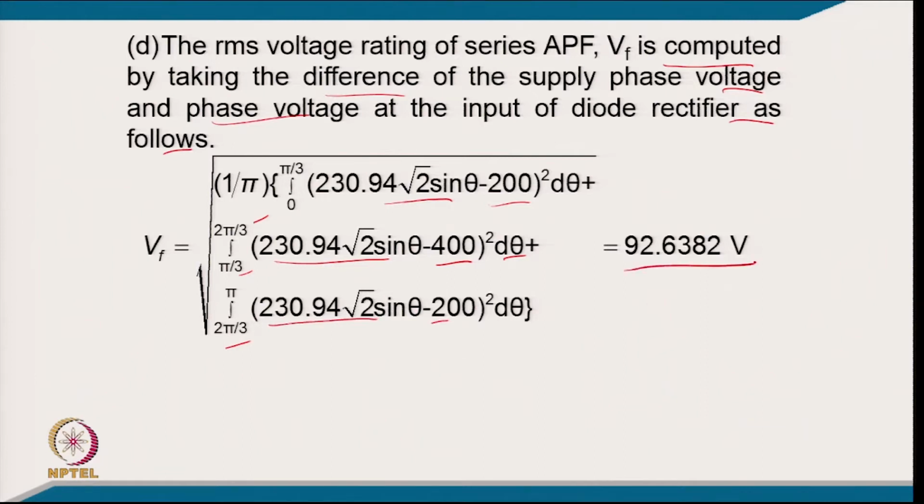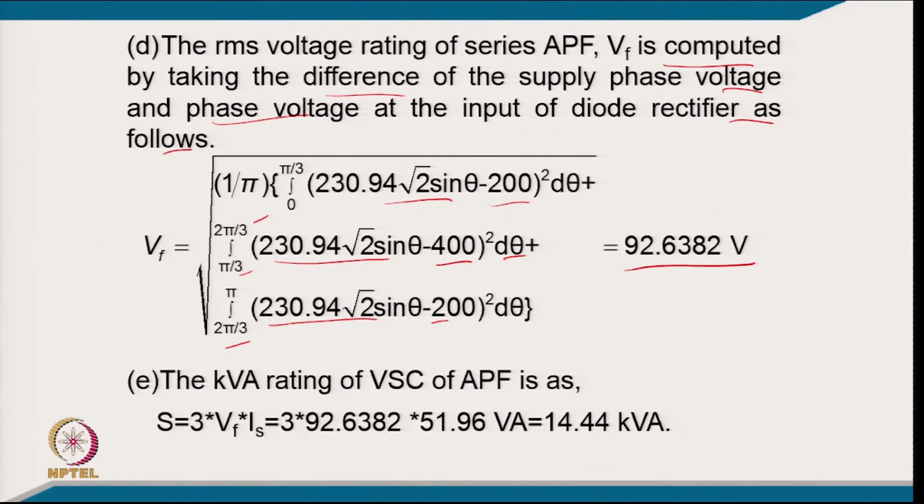So, it comes like 92.6382 volt, and the kVA rating of the voltage source converter of the series active filter is now S equal to 3 VF IS. So, it is 3 into VF, which we have calculated here as 92.6382, multiplied by the current drawn from the supply, and the series active filter is connected in series, so that is the same current, 51.96, giving VA.